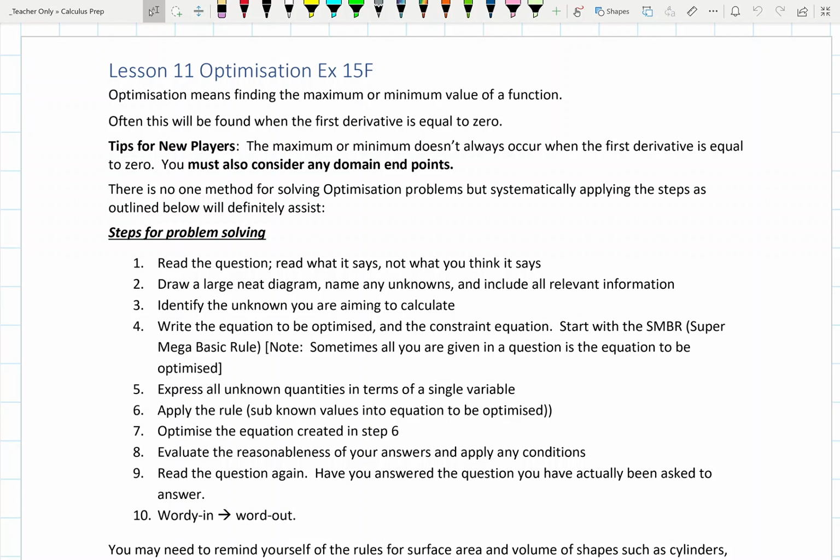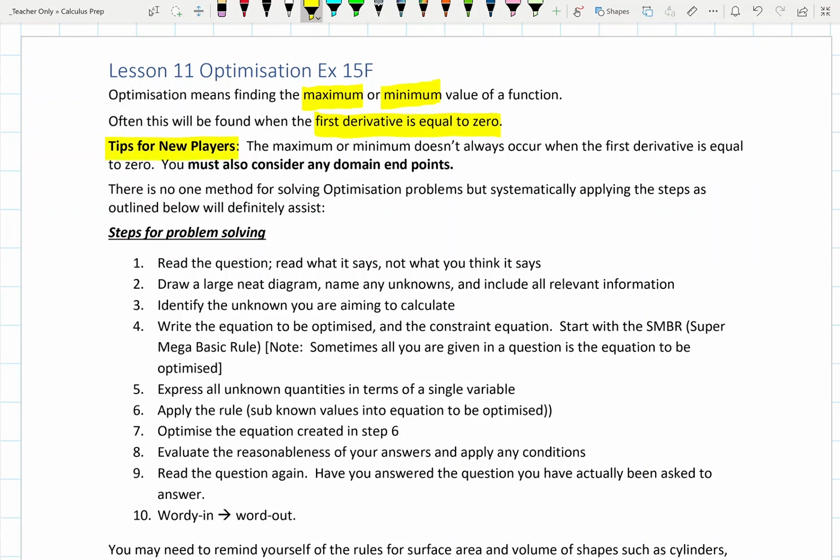In terms of the calculus that you will do at year 11 level, especially the integral calculus, which is everything that we've done so far, one of the main applications is this idea of optimization. And we've discussed this in class, but just a reminder that optimization simply means finding the maximum or minimum value of a function. So often this is found when the first derivative is equal to 0, but not always.